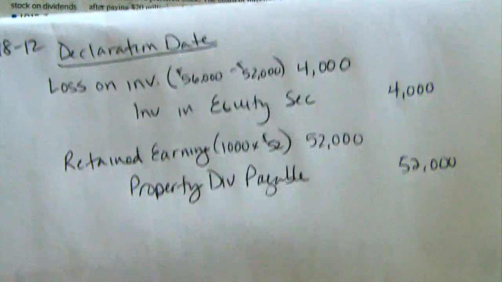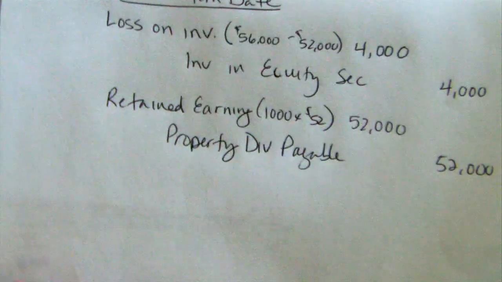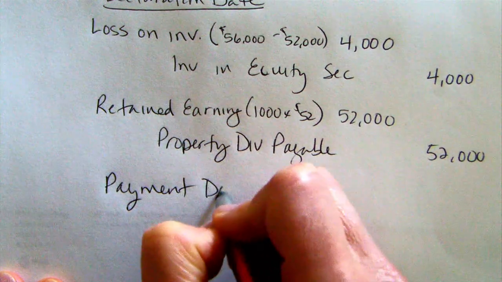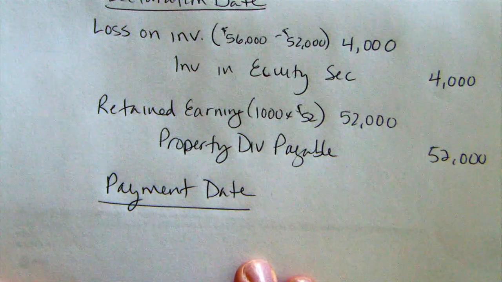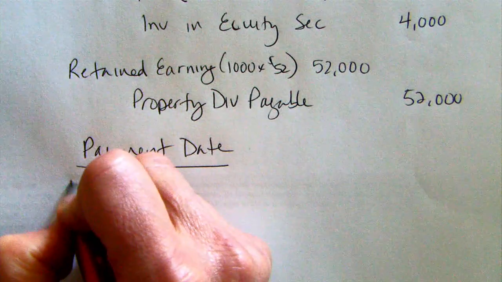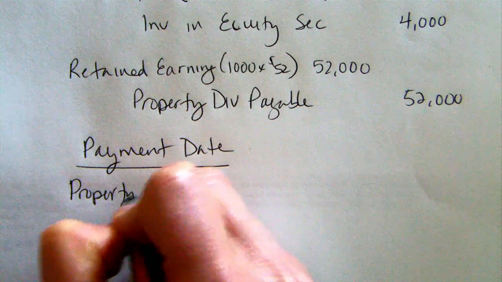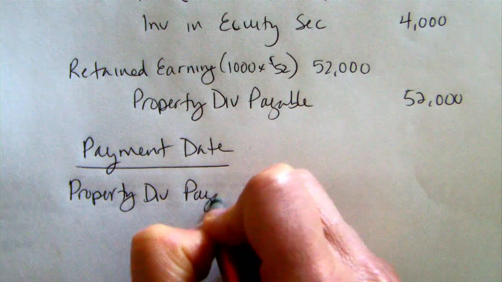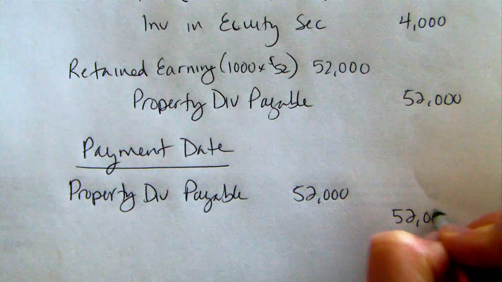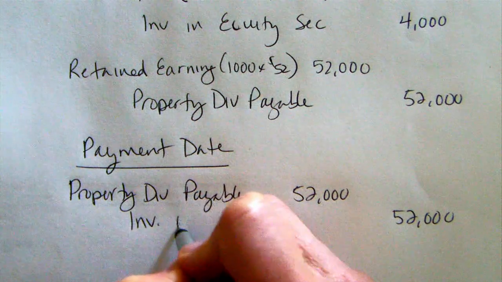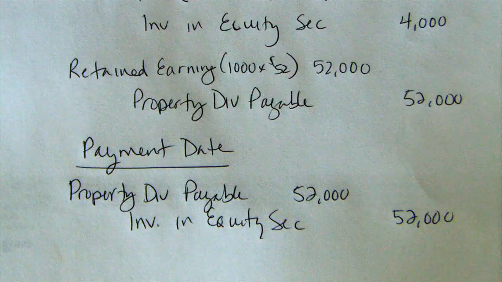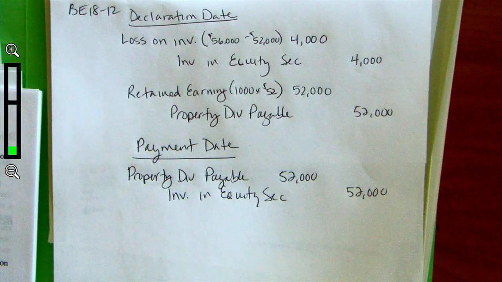Then on the payment date, which is the only other date we really have here for now, obviously ignoring the other dates in between which don't require a journal entry, we're simply satisfying the liability, so we're going to debit property dividends payable. And think about this, we're distributing that investment in equity securities, so we want to reduce it because we're giving it away. Let me back out of here just real quick so we can see the whole thing.